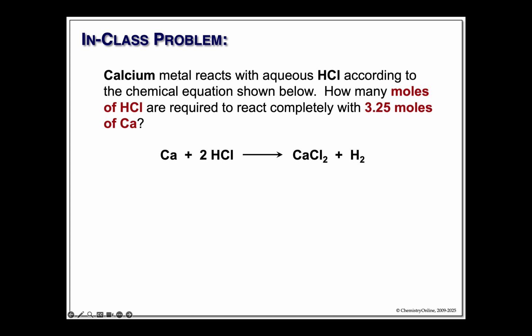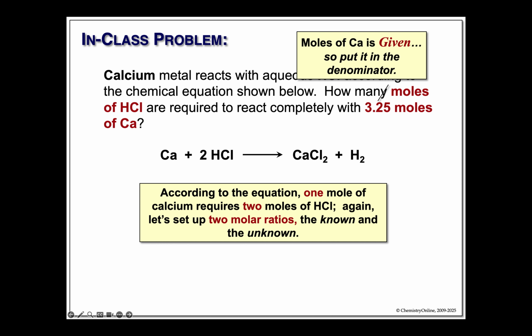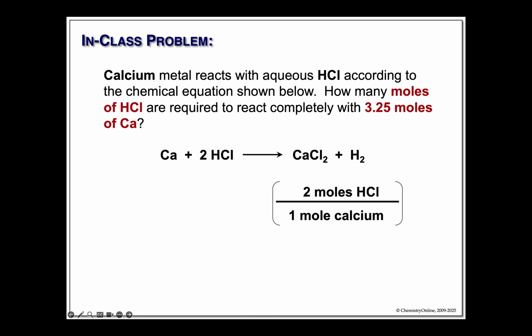Calcium will be our given, so our ratio is going to have calcium in the denominator. Our ratio would look like this: 2 moles of HCl for every 1 mole of calcium. We are trying to find moles of HCl, so let's put that as our X in our equation. Our given is going to be 3.25 moles of calcium. So the known ratio would look like this.